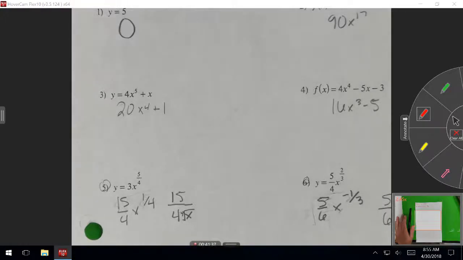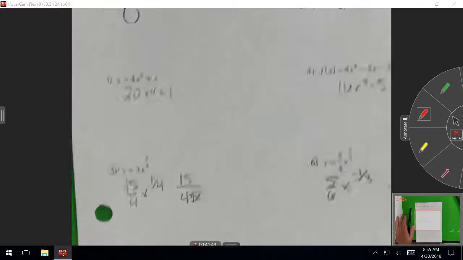5 times 4 is 20. 5 minus 1 is 4. X is a variable, so it's just 1. Very good. Very good. Number 4, TJ.